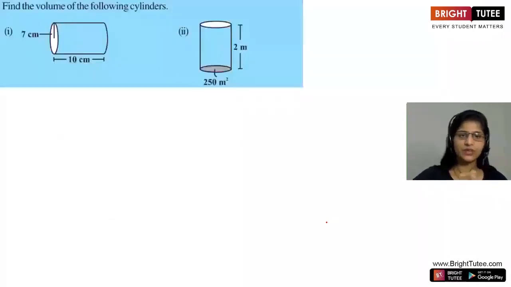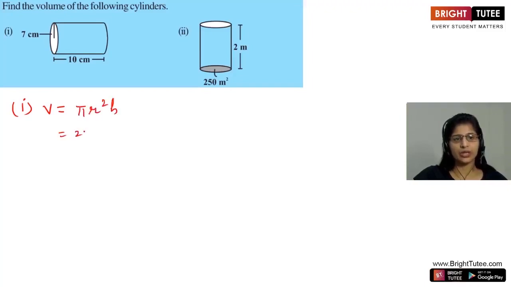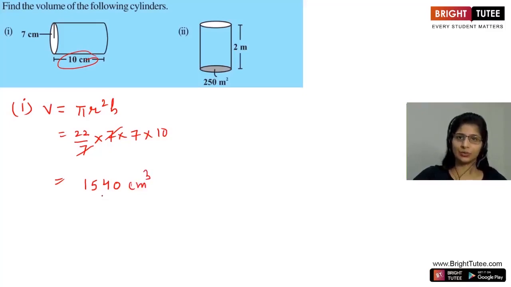Now, if you see, there are two questions given, we have to solve them. In the first part, we have to find the volume of the cylinder. The formula is pi r square h. So 22 upon 7 into r is how much? Just see, it is 7 into 7 into 10. Height is given as 10. So 7 and 7 got cancelled. 7 2s are 14 and 1 5 is 15. So 1540. What is the unit? Cubic centimeter is the volume of it.